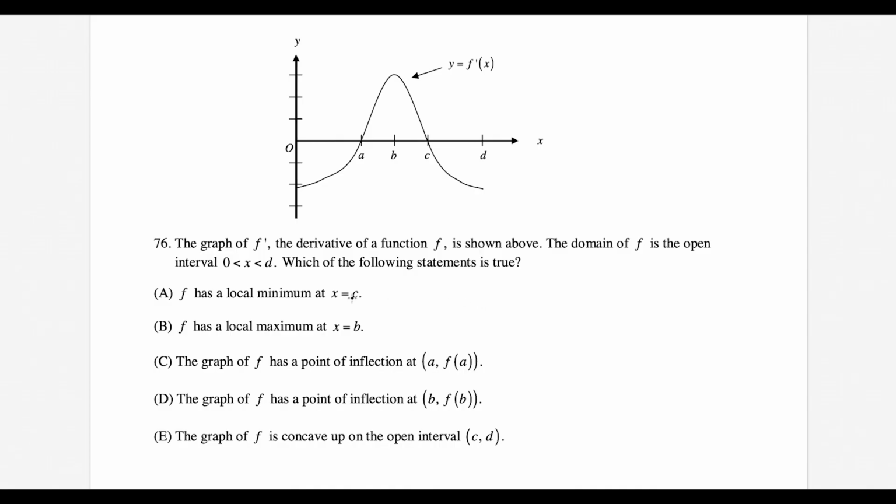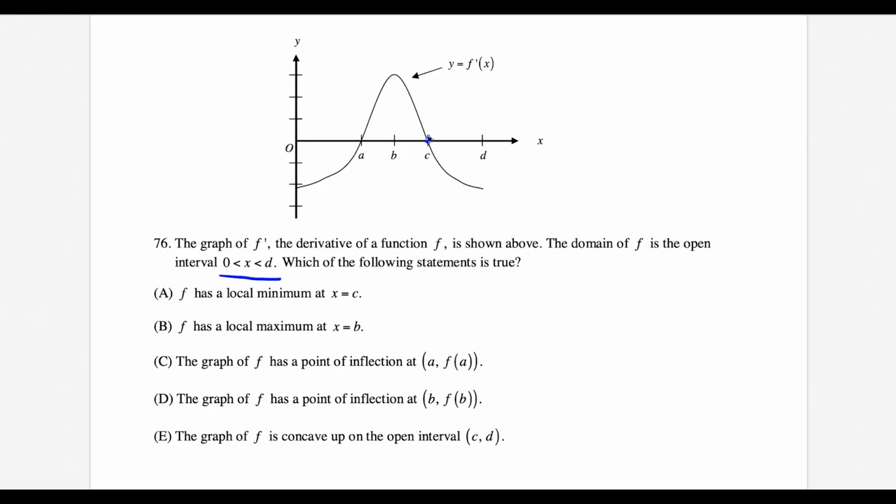So let's get started. At question 76 here, we have the graph of f prime above, and it's the derivative of the function f. The domain of f is the open interval from 0 to d, and we want to know which of the following statements is true. So we have choice A: f has a local minimum at x equals c.